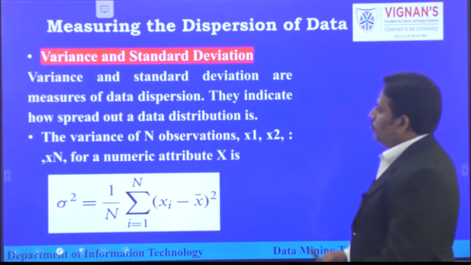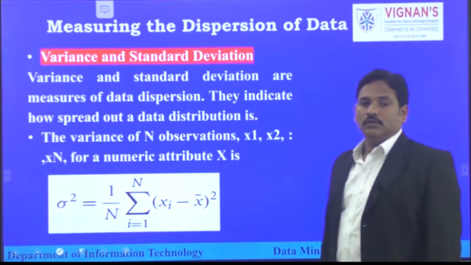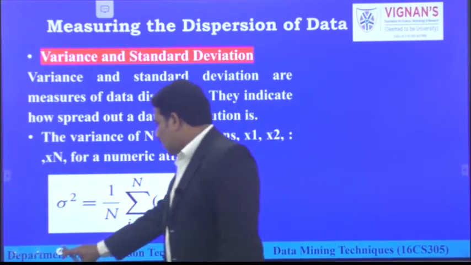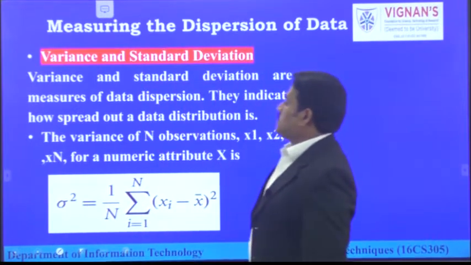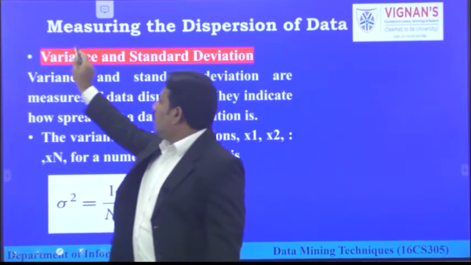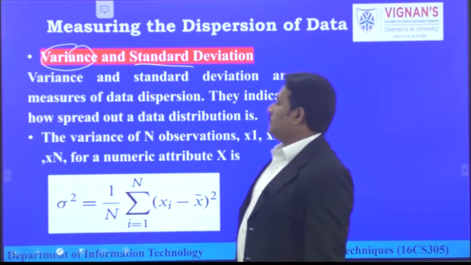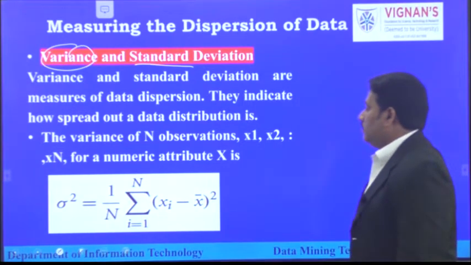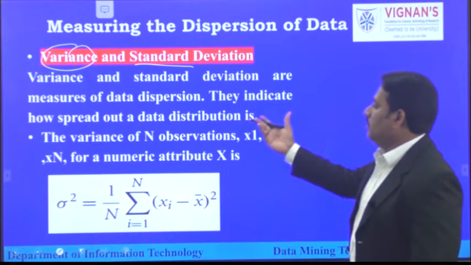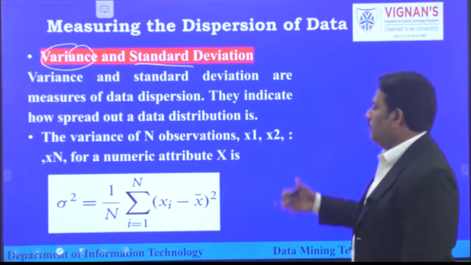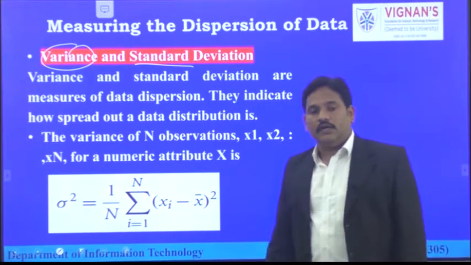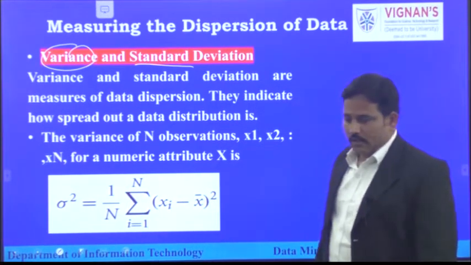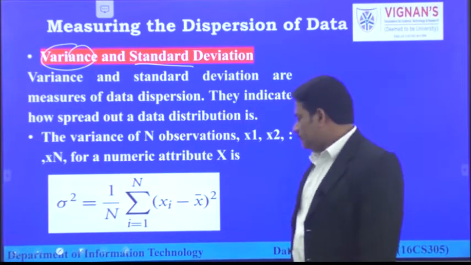So here when we move to higher level dispersion measurement of the data, we can use these formulae called variance and standard deviation. We can use variance and standard deviation as the measure of dispersion of the data. So variance and standard deviation are measures of data dispersion. They indicate how spread out a data distribution is. Now what is the formula here? Let us analyze this given equation.